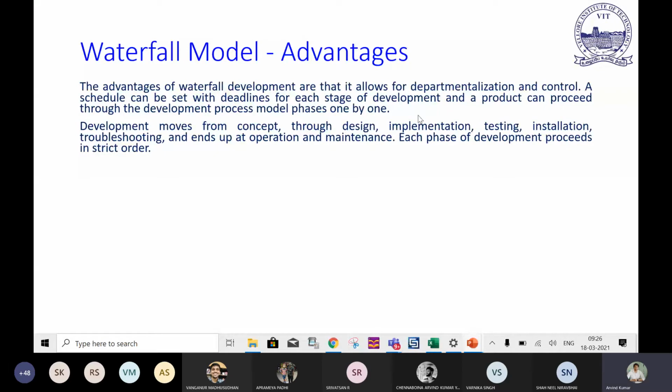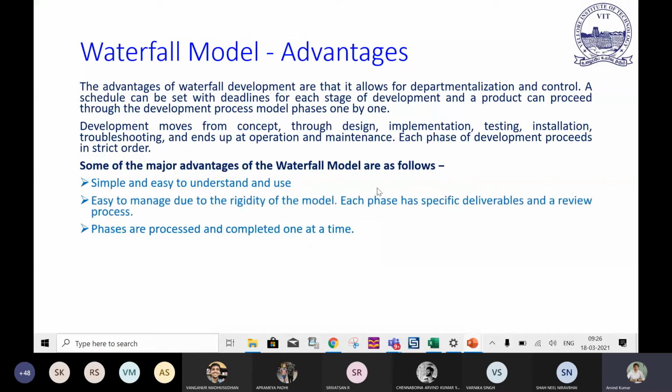Timely delivery may be available here, or possibilities more. A product can proceed through the development process model phases one by one, not parallelly. Development moves from the concept through the design, implementation, testing. These were the steps, and this is the summary of the advantages.